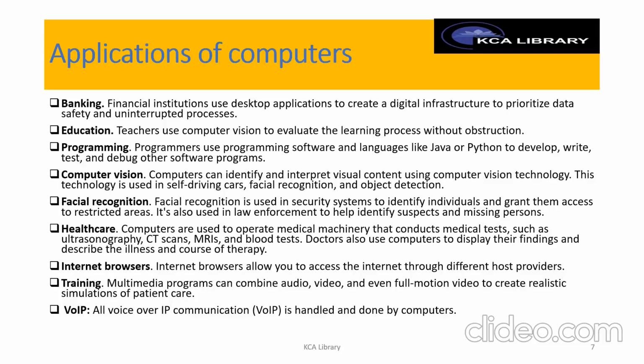So let us look at applications of computers. Computers are applied in banking, and in schools for storing records of students and teachers. They are used for programming. Programmers use programming software and languages like Java and Python to develop and write software. Then there is computer vision. Computers can identify and interpret visual content using computer vision technology, for example, in self-driving cars and facial recognition. So they use that kind of technology called computer vision.